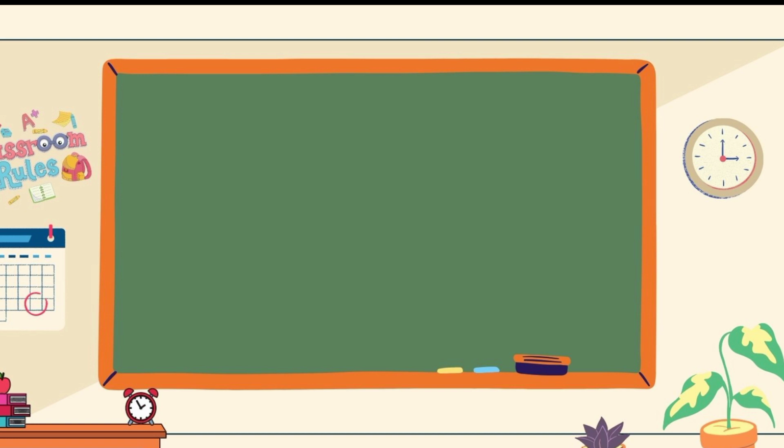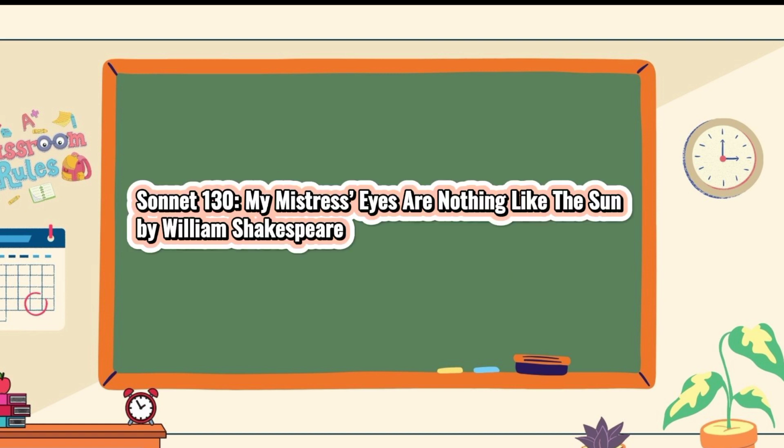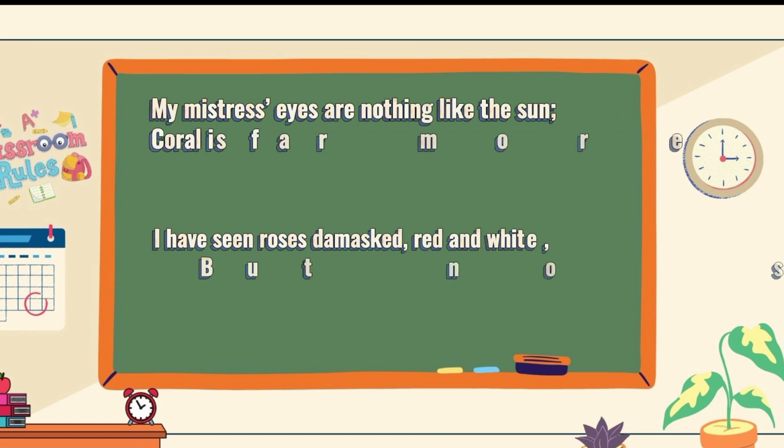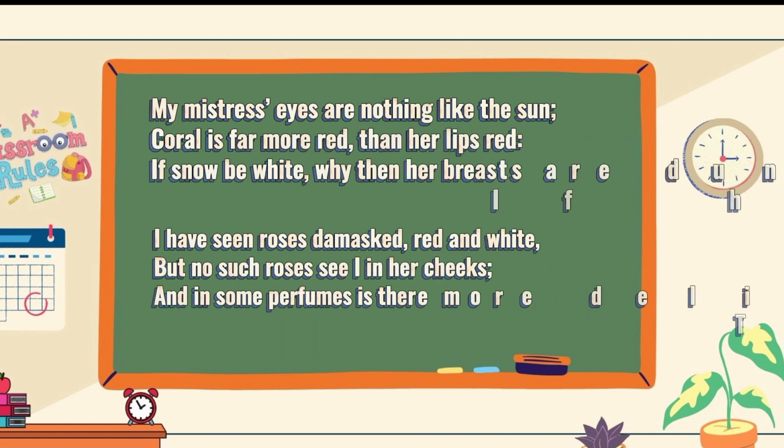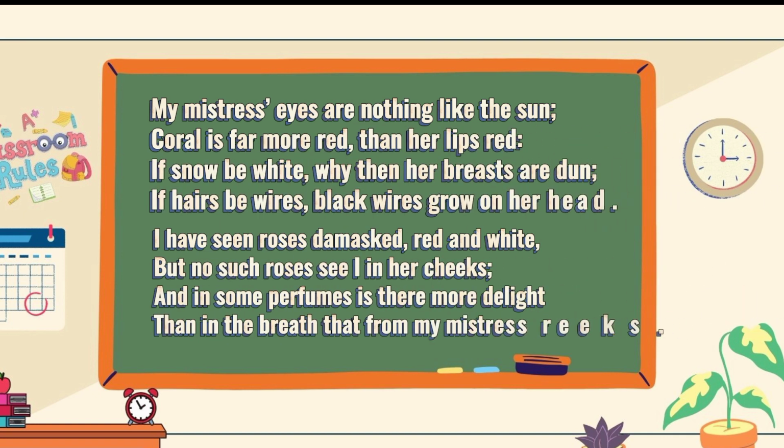For example, let's have the sonnet 130 by William Shakespeare, which was written in 1598. Sonnet 130 by William Shakespeare. My mistress' eyes are nothing like the sun. Coral is far more red than her lips red. If snow be white, why then her breasts are dun? If hairs be wires, black wires grow on her head. I have seen roses damask, red and white, but no such roses see I in her cheeks.